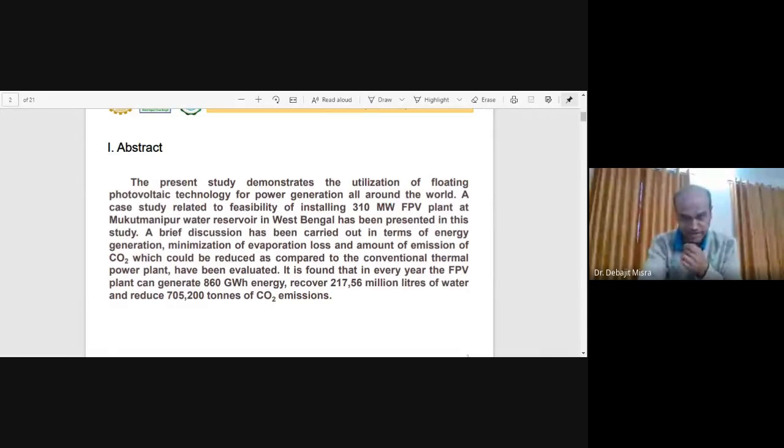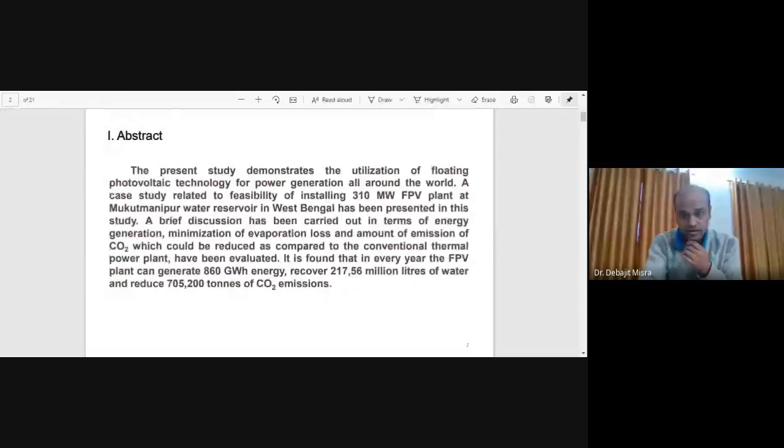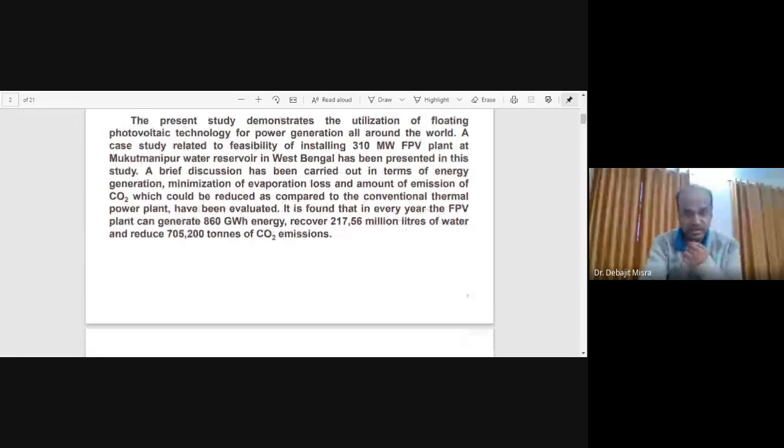A discussion has been carried out in terms of energy generation, minimizing evaporation loss, and the amount of CO2 emission which could be emitted by a conventional power plant by comparison. It is found that a PV plant can generate 860 gigawatt hours of energy, recover 21,756 million liters of water, and reduce 752,000 tons of CO2 emission.